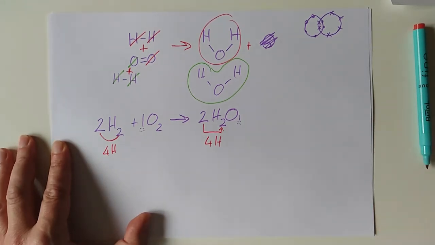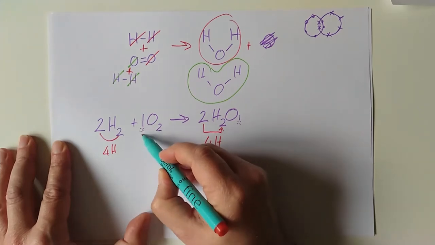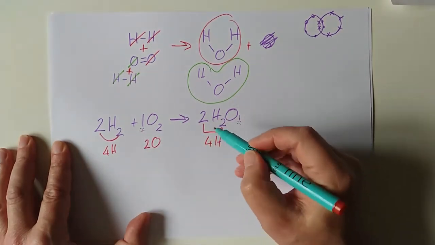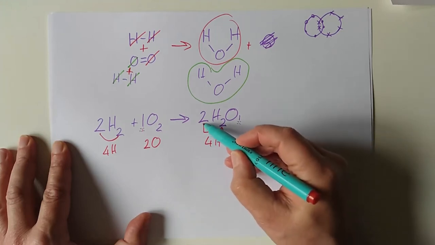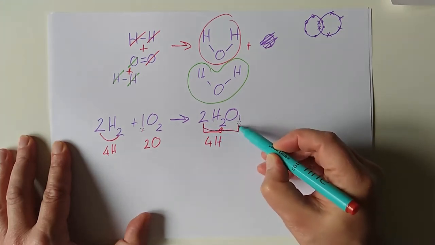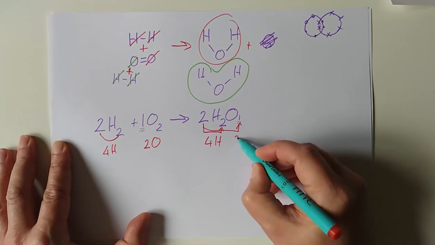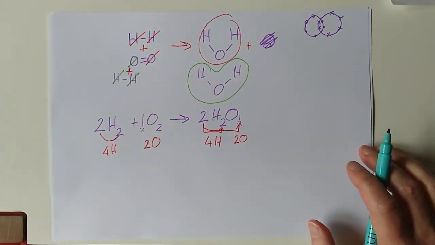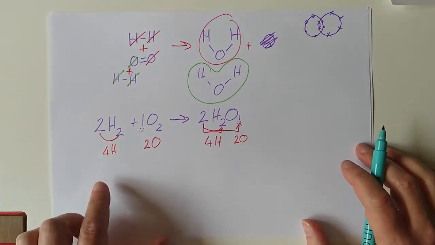We can also do exactly the same thing here. We can take the big number here, and we have 2 oxygen atoms on this side. And we can do the same thing here. 2 times 1, 2 oxygen atoms. This equation is balanced. So this is a more mathematical version of it.